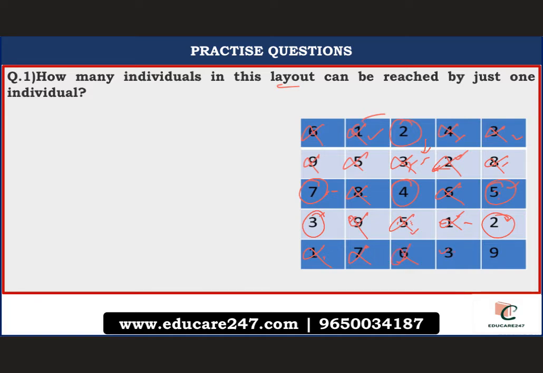Let us check for 3. 1 can reach, 9 cannot, 6 cannot, and no one else is at a smaller height than that of 3. Hence 3 is another individual where only one person is reaching him. Let us check for 9. 2 and 3 can reach, hence this is eliminated. So let us count how many total individuals are there who can be reached by only one other individual. This is 1, all right, 2, 3, 4, 5, 6, and 7. Hence the correct answer to this question is 7, all right.